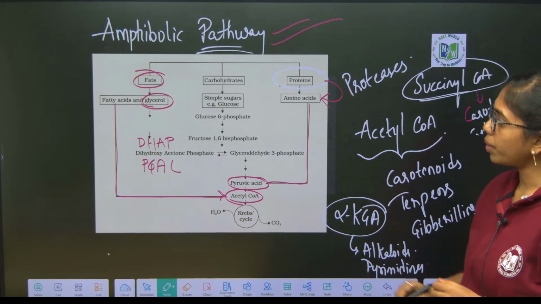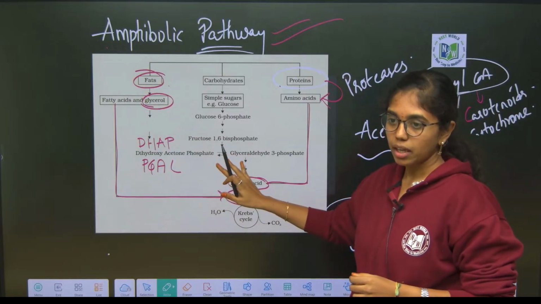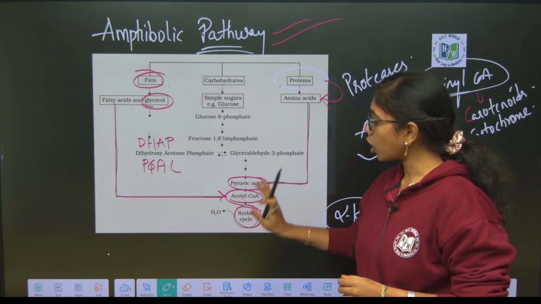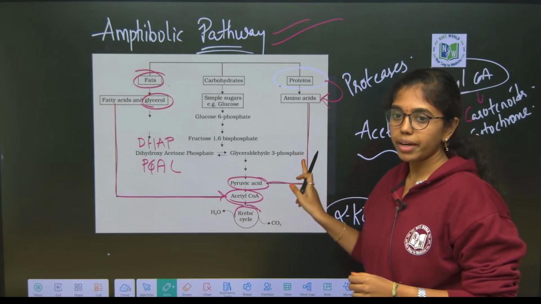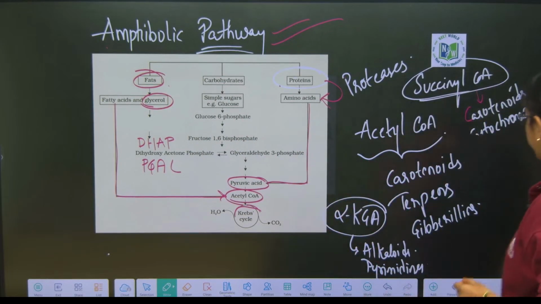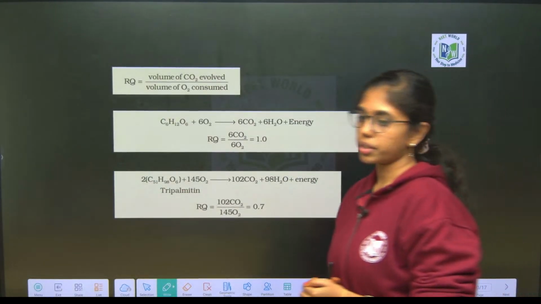Here what you have to remember is where each respiratory substrate joins the cycle, okay, and that the Krebs cycle is the common respiratory pathway for all the respiratory substrates. Fine, right? Yeah. Now, the last segment of this chapter, that is respiratory quotient.